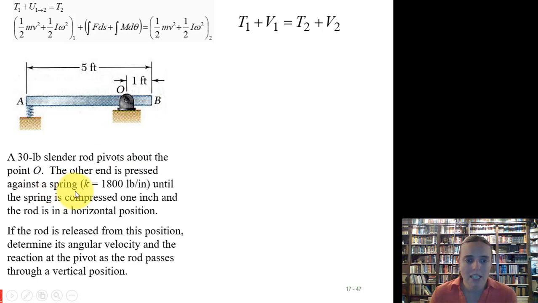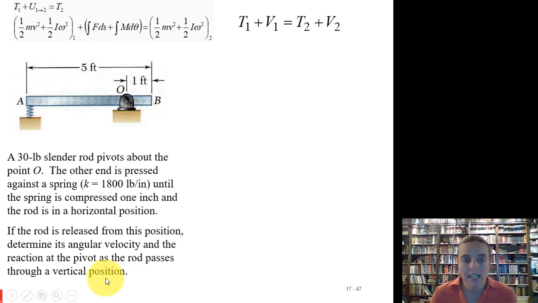Okay, the other end is pressed against a spring. K equals 1,800 pounds per inch. And the spring is initially compressed 1 inch. So whenever you see a spring in a problem, your mind should immediately go to potential energy. Okay, the rod is released from this position. Find the angular velocity and the reaction at the pivot as the rod passes through the vertical position.